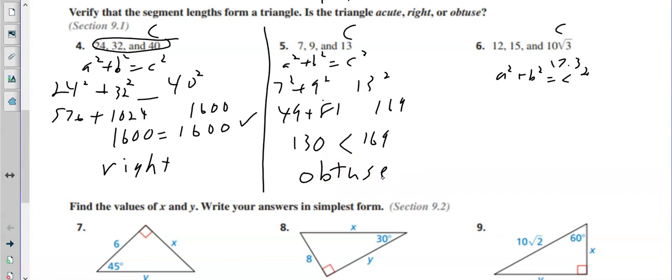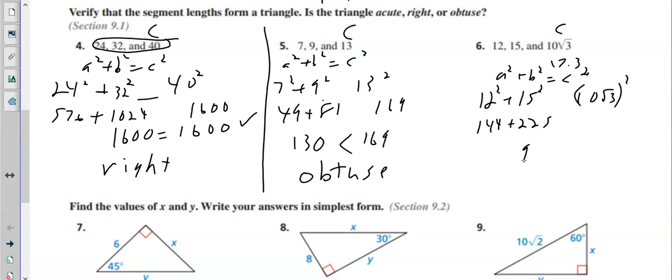So you might be able to figure out what this probably is, but who knows? We'll see. So 12 squared plus 15 squared, again, we don't know equals, so don't put it, it's habit. 10 root 3 squared. Okay, so 12 squared is 144. 15 squared is 225. I'm just going to add those together right now.